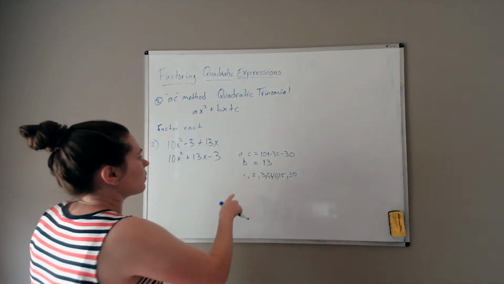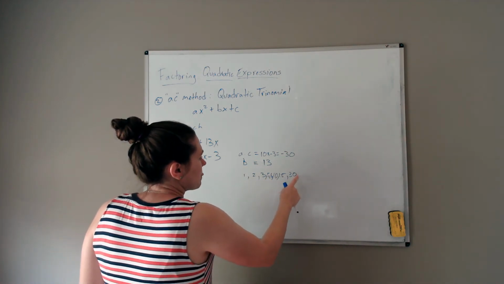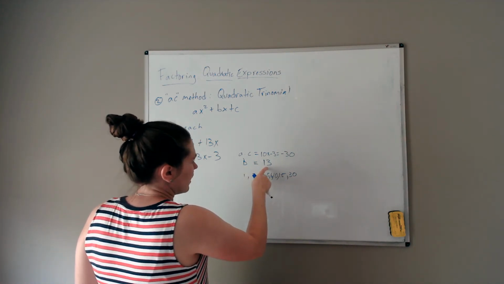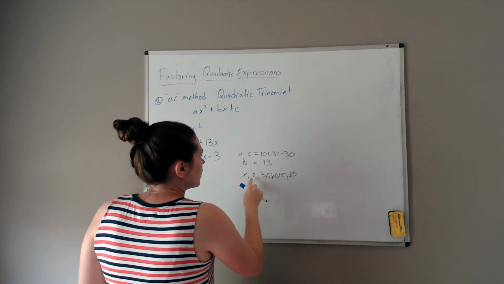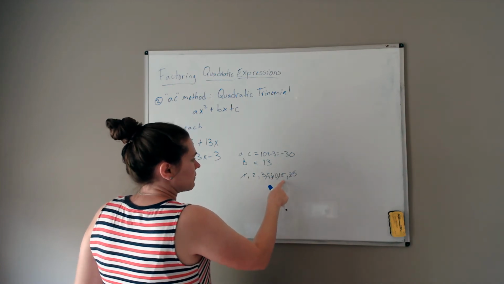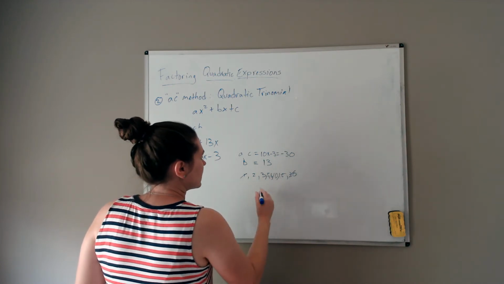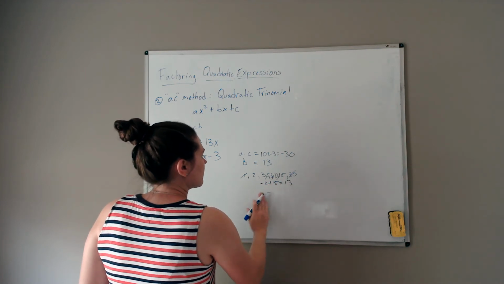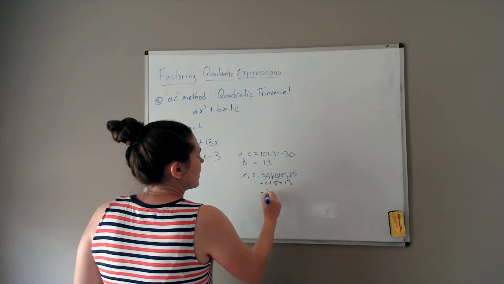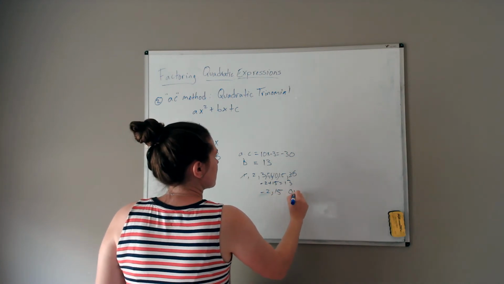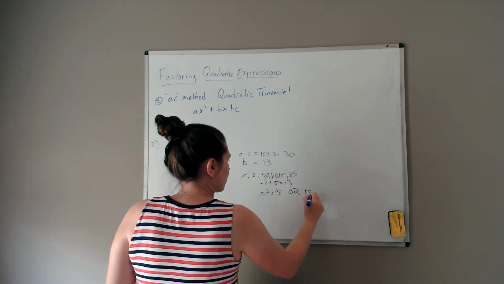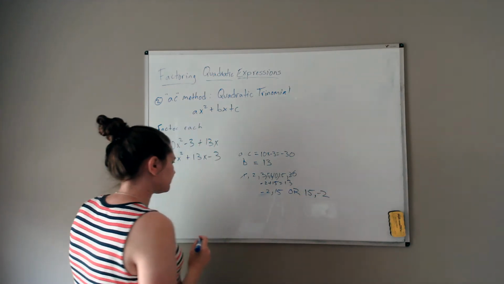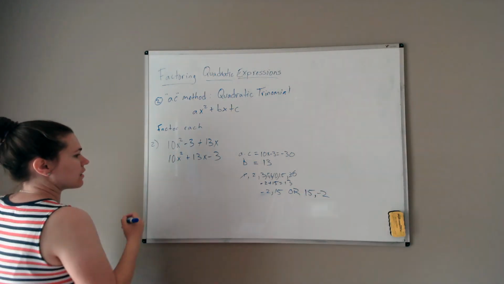So we go through. 1 and negative 30 doesn't work. Negative 30 and 1 does not add to 13. 2 and negative 15 adds to negative 13. Negative 2 and 15 adds to 13. So that's the combination. Negative 2 and 15 is the same as saying 15 and negative 2, okay? So the order in which you write this down doesn't matter.